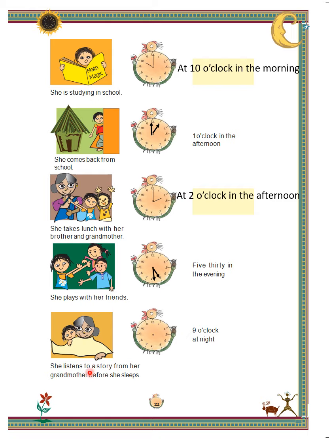At 9 o'clock at night, she listens to a story from her grandmother before she sleeps. So, here set the hour hand at 9 and the minute hand at 12.